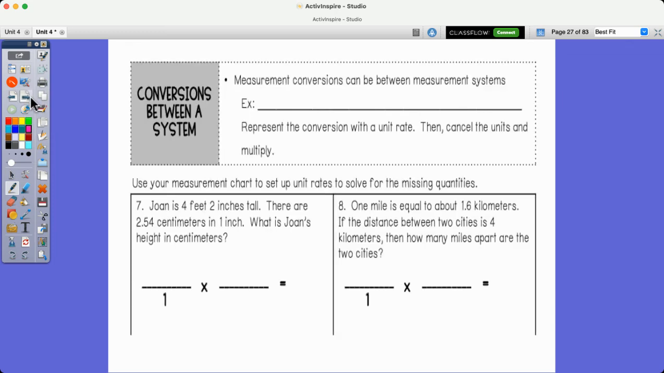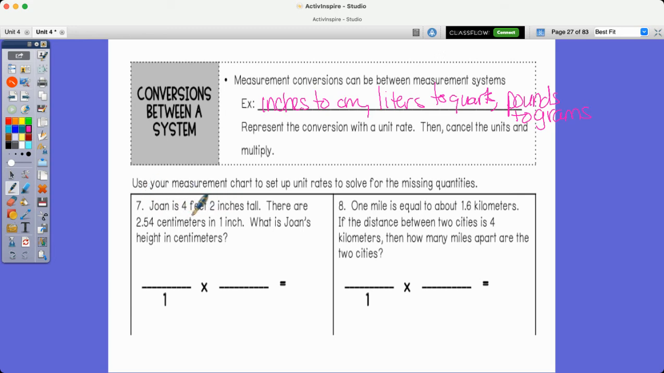Okay, so here's the real new stuff. We're going to convert between measurement systems. For example, we're going to be converting inches to centimeters and liters to quarts and pounds to grams. Wow, sorry about that really messy handwriting, guys. We're going to represent the conversion within a unit rate and then cancel out the units and multiply. So let's take a look at this.